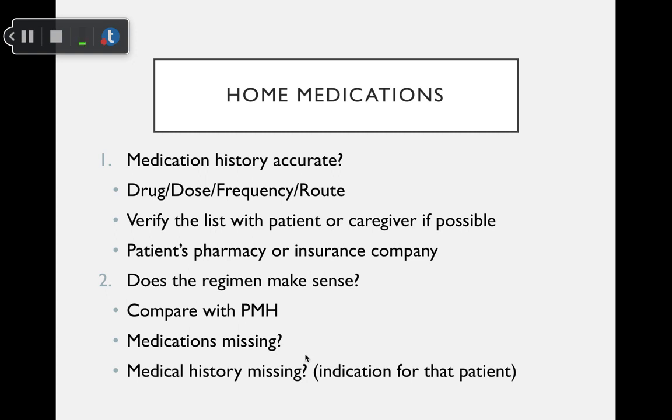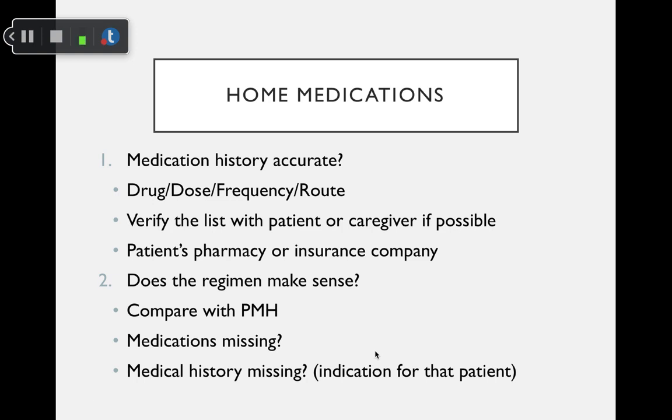You should verify the list with the patient or caregiver if possible, which is the optimal thing to do, but can be very hard when patients come in and they're so sick in the hospital. Maybe they have some altered mental status. They really just can't talk about things like that. If you can't, then it's best to call the patient's pharmacy or maybe track down some insurance data to find out their best list. And the next question I ask myself is, does the regimen make sense?